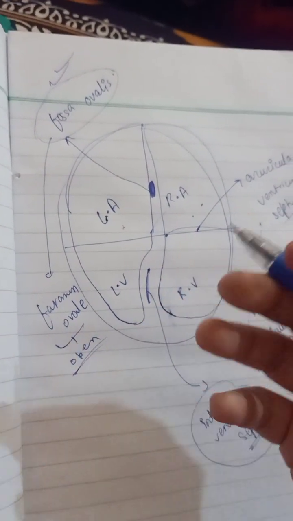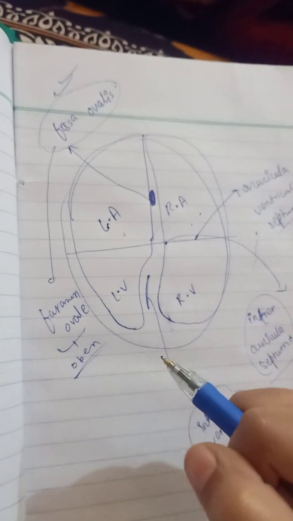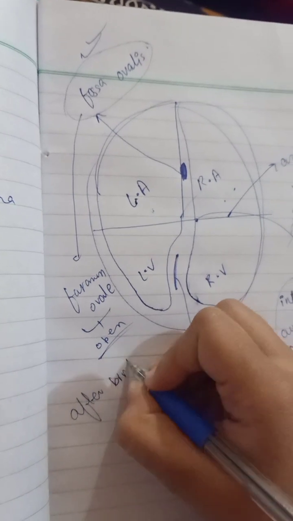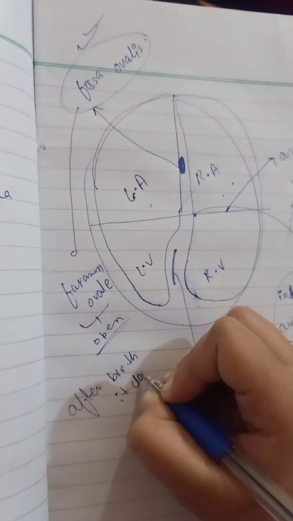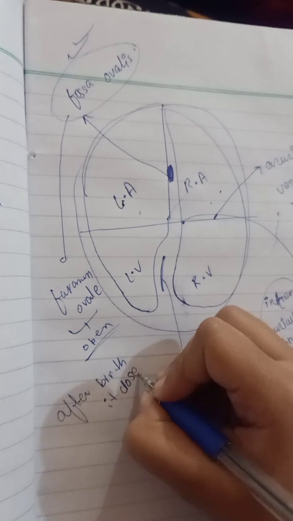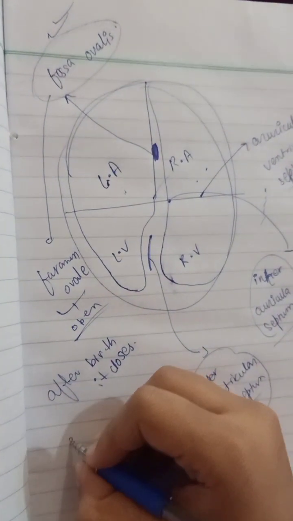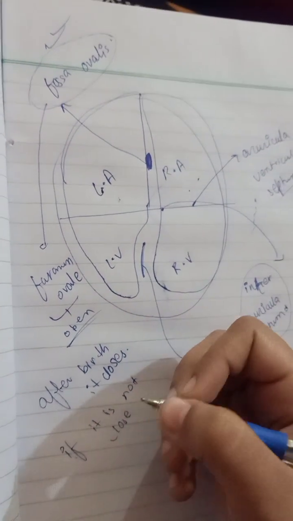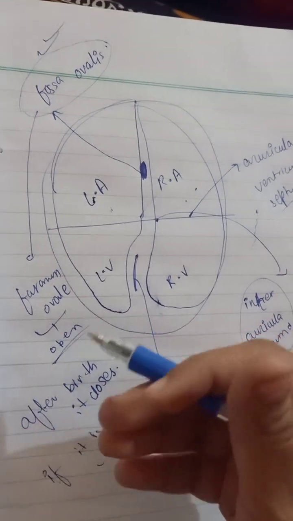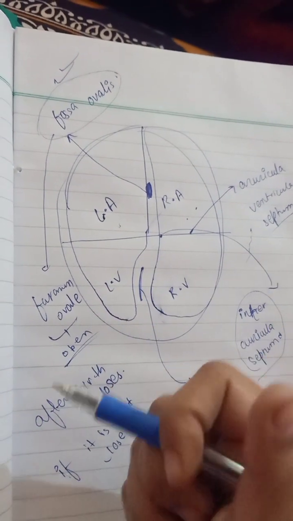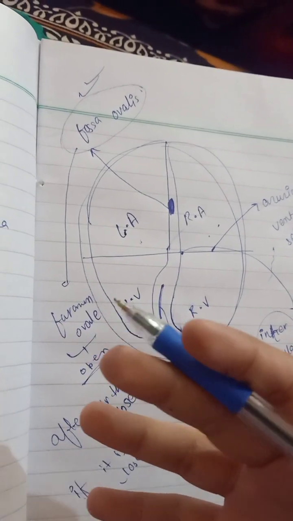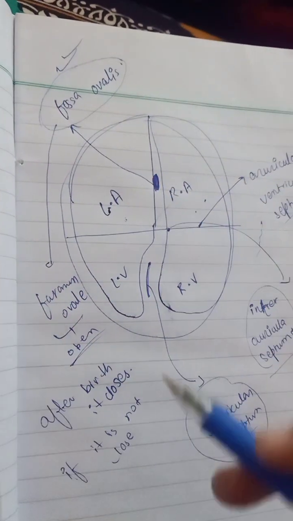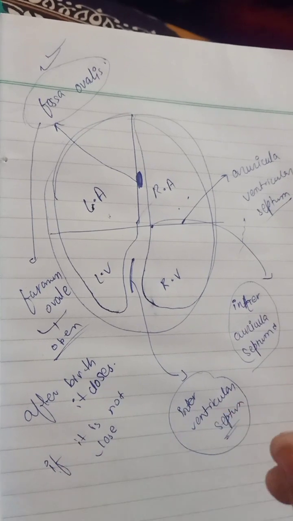Through that, the mixing of blood occurs at the atrium level, but after birth it closes. But if it does not close, then a depression or scar on the folds will occur, which we call the hole of the heart, the fossa ovalis, if it is not closed after the embryonic stage.